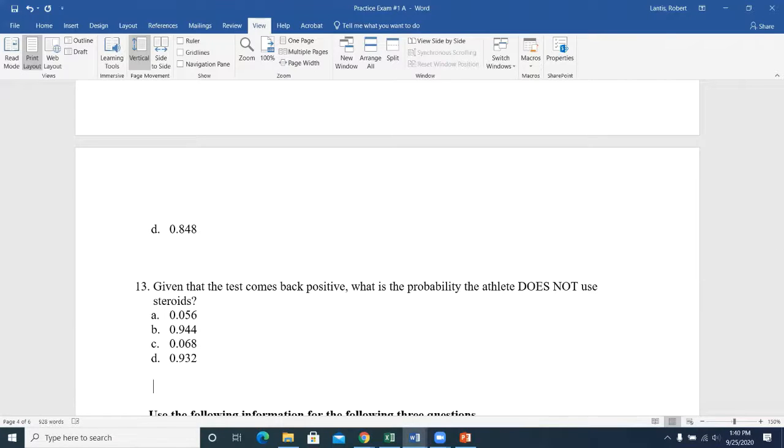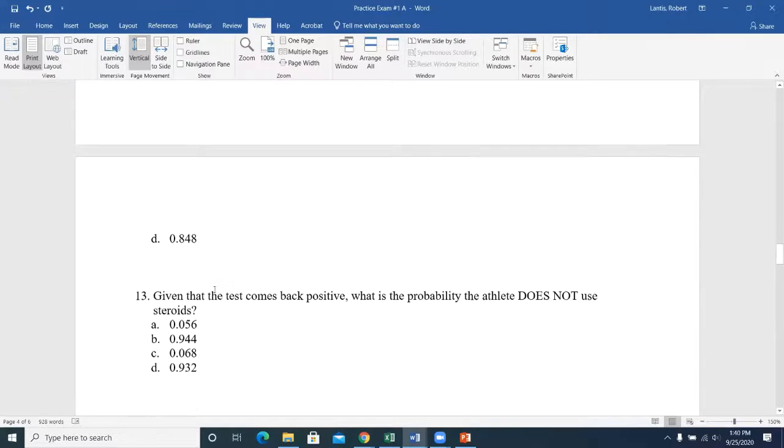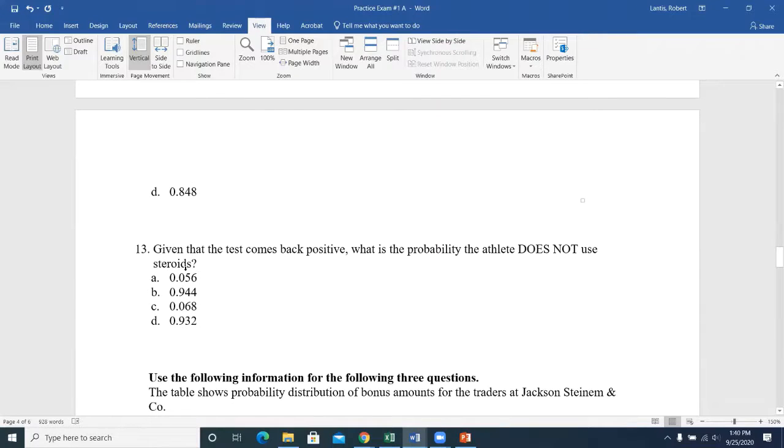We have 10 minutes, but I know this one takes a little bit of time to work through. So what I would do is, we have all this information up here. Write out what the question's asking you for. Given that the test comes back positive, what's the probability the athlete is not using steroids? What is given to us is what goes on the right-hand side of that vertical line. So that's what we're looking for.